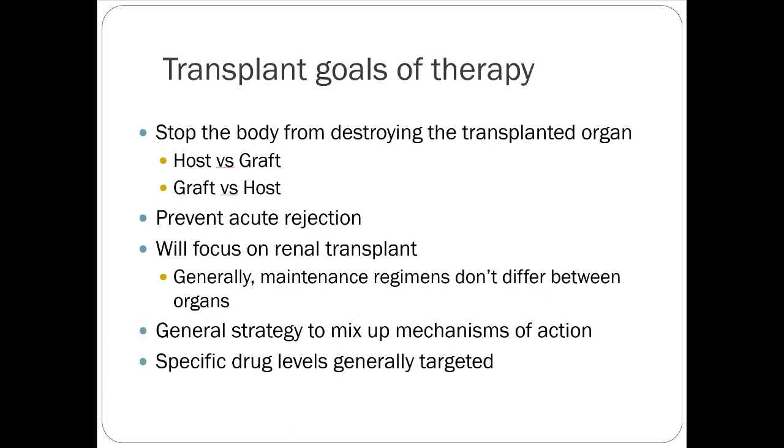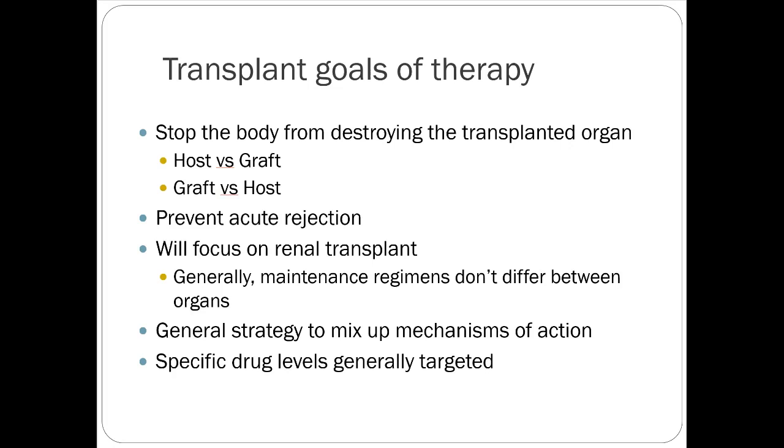Transplant goals of therapy. So we want to stop the body from destroying the transplant organ. We're going to talk about mostly host versus graft at this point, and that's just a solid organ transplant. So that means your body's attacking your heart or your lungs or your kidneys that got transplanted. And then there's graft versus host disease, which would be more like bone marrow transplant. So that's where the bone marrow is creating new cells that are attacking the body. Our goal is to prevent acute rejection.